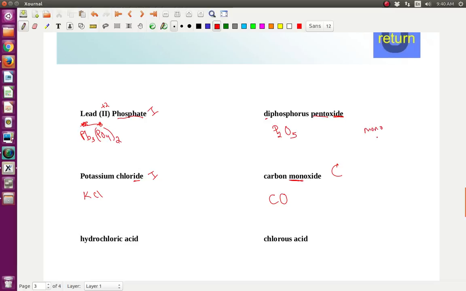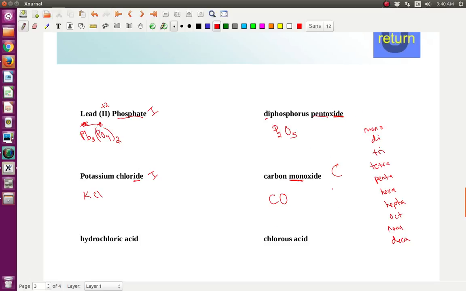Mono, di, tri, tetra. Remember the tetrahedrals. Penta, hexa for 6, hepta for 7, octa, nona, and deca. Those are the main ones we use. 1, 2, 3, 4, 5, 6, 7, 8, 9, 10.